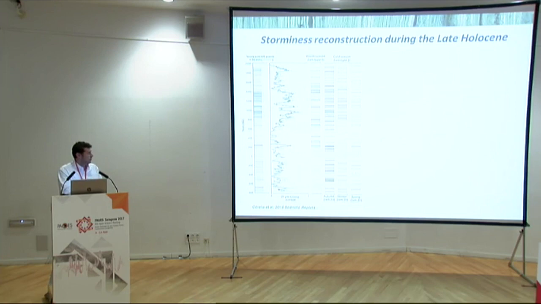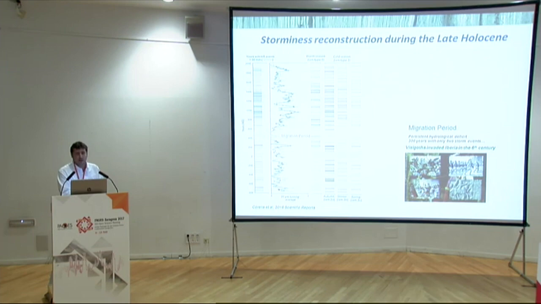And well, we see a large variability of both total precipitation and seasonality. But for us, the most interesting feature is the migration period. That is a period that lasted 330 years, and there were just 2 layers recorded during this period. I forgot to say that we've distinguished 1,220 heavy rainfall events in the lake. And we see that there was a strong hydrological deficit during the migration period that also coincided with the collapse of the Roman Empire and the Visigoths' invasion.